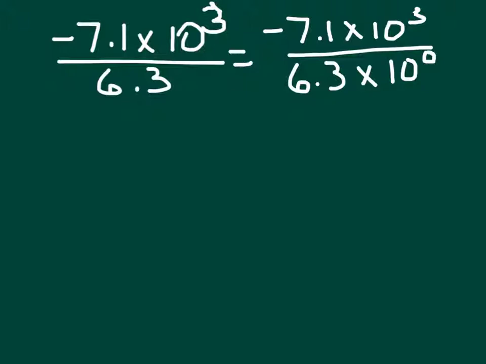So now we've got both numbers in scientific notation, and we're going to go negative 7.1 divided by 6.3, and we get negative 1.12 times 10 to the 3 minus 0 gives us 3. And this time our answer is already in scientific notation because 1.12 is between 1 and 10.